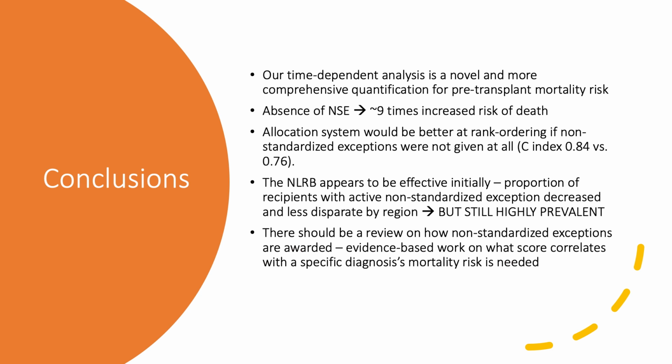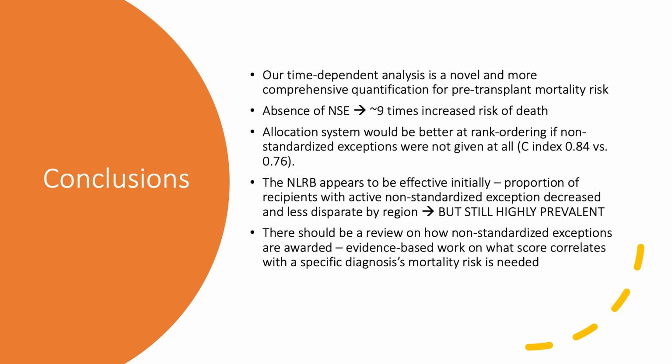So in total, we did a time-dependent analysis, and this is a novel and more comprehensive quantification for pre-transplant mortality risk. We saw that the absence of a non-standardized exception at any time during the wait list period was associated with an almost 9 times increased risk of pre-transplant death. And our allocation system would be better at rank ordering if exceptions were not given at all. The C index improved from 76% to 84%.